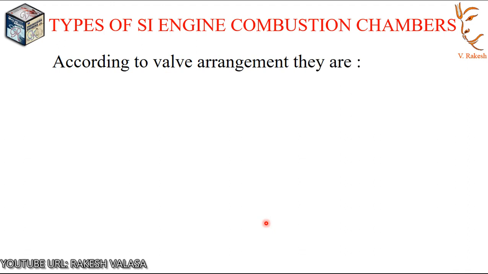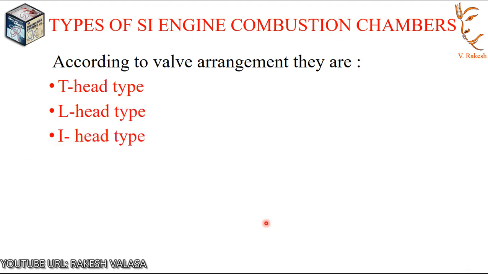According to valve arrangement, they are divided into four types. One is T-head combustion chamber, second one L-head combustion chamber, third one is I-head or overhead valve combustion chamber, last one is F-head combustion chamber. It may be noted that these chambers are designed to obtain the main objectives: a high combustion rate at the start, a high surface to volume ratio near the end of burning, and a rather centrally located spark plug.